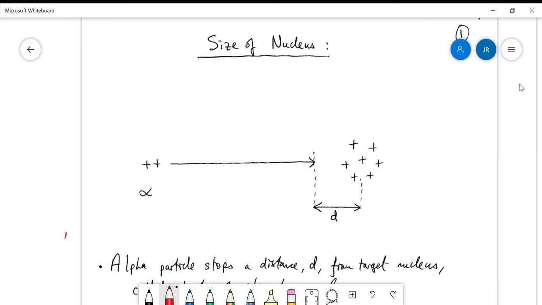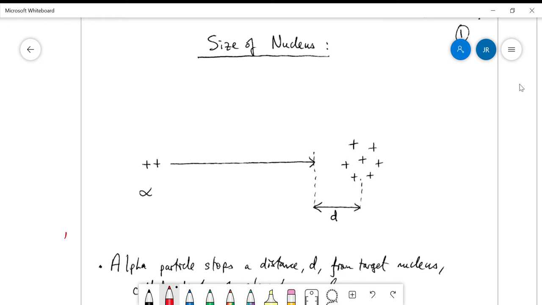This is related to nuclear chemistry for a general chemistry audience. In terms of the size of the nucleus, this diagram relates to the gold foil experiment. When Rutherford shot the alpha particles at the gold foil, he noticed that on a minority of occasions, the alpha particle came back.